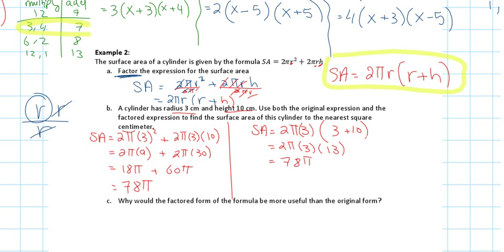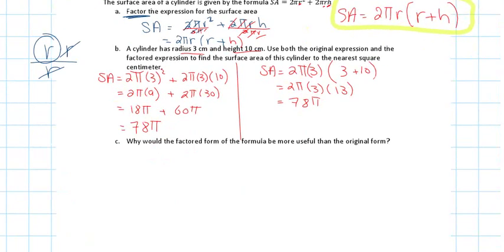Okay? It's a factor. Right? It's less operation, less multiplication, less everything. So that's why the factored form is easier, right? The factored form is easier. There's less operations to deal with.